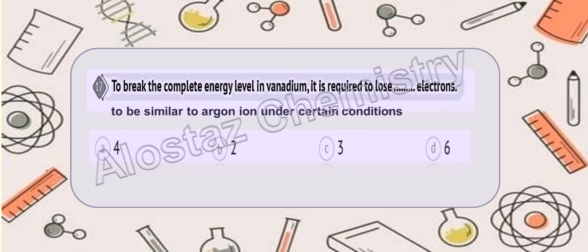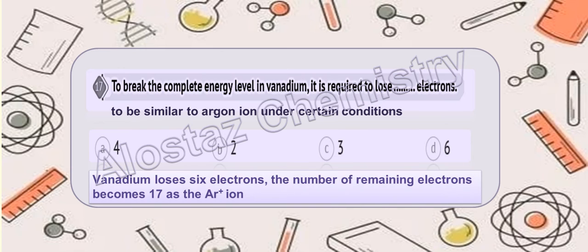Okay, if we want to break the energy level of vanadium, it will lose 6 electrons. So the number of remaining electrons becomes 17. So it will be similar to what? Similar to the argon ion.